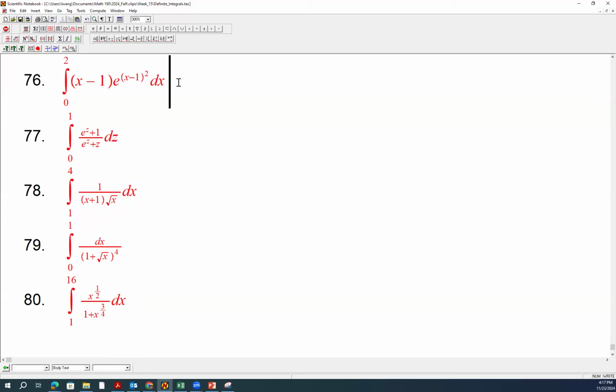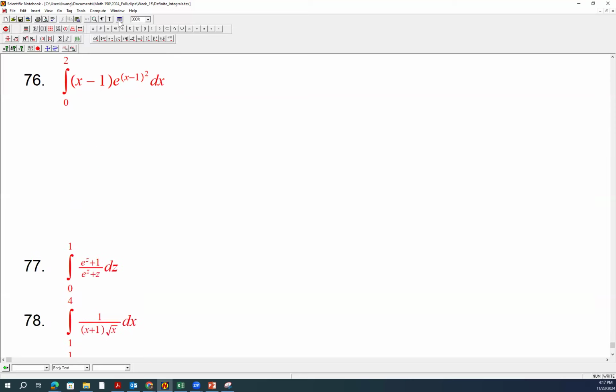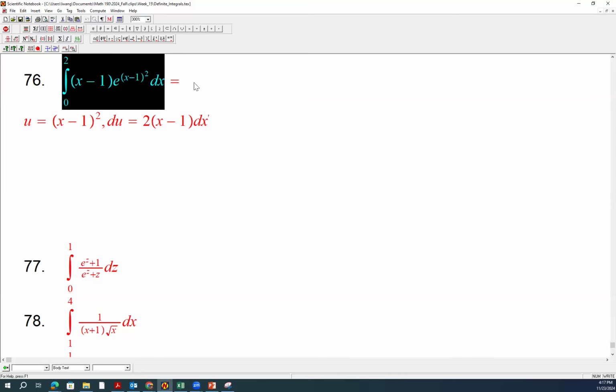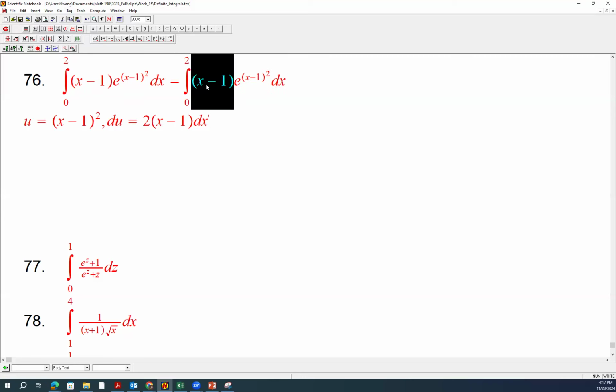Number 76. 5 more questions. Okay. I'm going to choose u equals (x minus 1) squared. So du would be equal to 2 times (x minus 1) dx. We're applying the same rule here. And luckily, we have (x minus 1) multiplied by dx, so that's du. Bear in mind, we can bring these two together, and that's half of du. This is half of du, right?